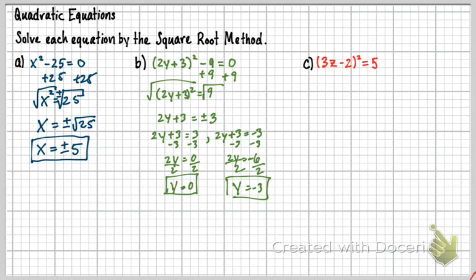Now this one here is set up for us already. What we're going to do here is just square root both sides, because it's already set up for that. So on the left, I'm going to get 3z minus 2, because remember those cancel, equals plus or minus the square root of 5. Now again, that's an okay number. Don't try to get the decimal approximation or anything. That's a good answer. So now I'm going to add 2 to both sides.